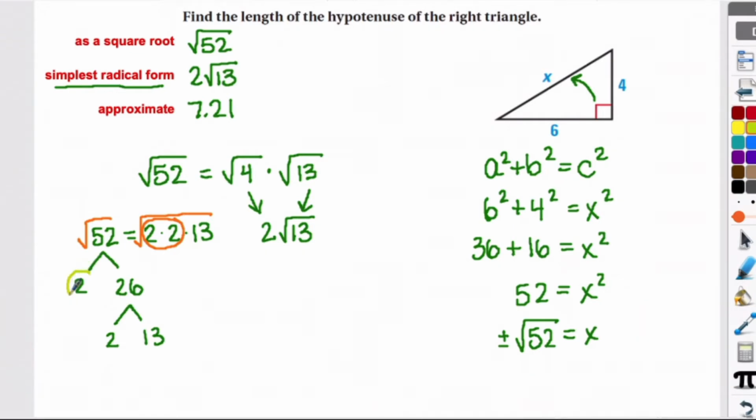So the factor tree being one way, if you can get those down to all prime numbers and get the prime factorization, any pairs of numbers we'll be able to simplify outside of the radical.